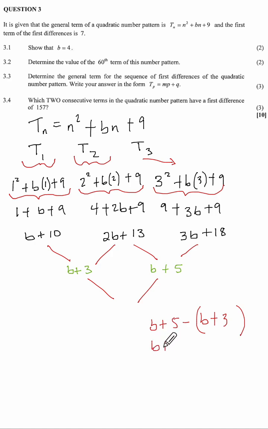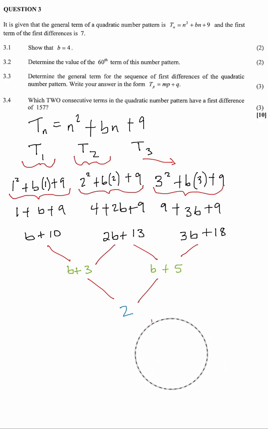So b plus 5 minus b minus 3. b minus b, that's 0. b minus b, that's 0. 5 minus 3, that is 2. So our second differences will be 2, 2, 2, 2.